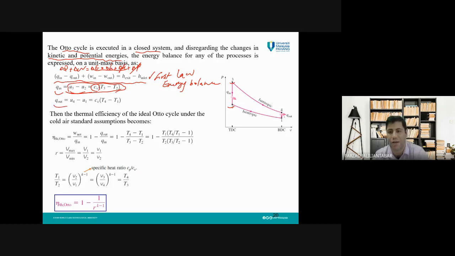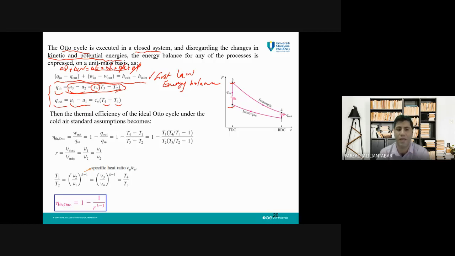Q out, which is in the exhaust, or from state 4 to 1, again we have a constant volume process. Simply, Q out of the system will be equal to the change in the internal energy of the system during that process, or U4 minus U1. Again, air is an ideal gas here, so we can write Cv times T4 minus T1, temperature at state 4 minus temperature at state 1. So we have these two equations to calculate Q in and Q out of the system.